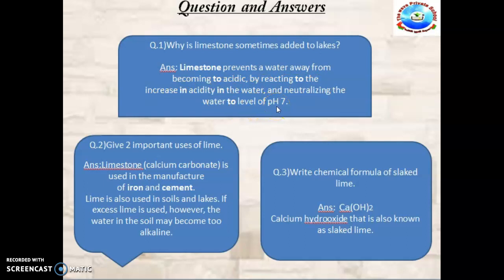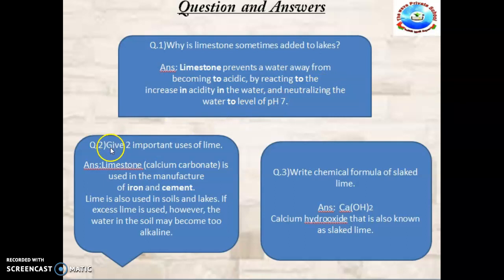So see students, sometimes the water changes to acidic. So we add limestone to maintain its pH level. When it becomes too acidic, we add limestone to make it alkaline, to neutralize it to the water level of pH.